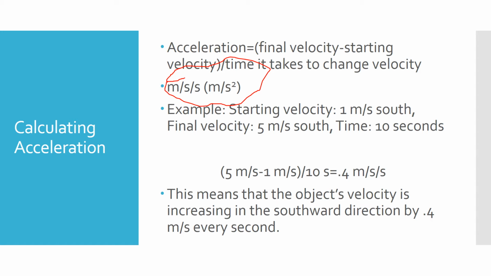So essentially what this tells us is that object's velocity is going to increase in the southward direction, because we know our velocity is south, by 0.4 meters per second every second. So every second that object travels is going to get faster by 0.4 meters per second every single second. That's what acceleration is. So that is what that is telling us when we calculate our accelerations.